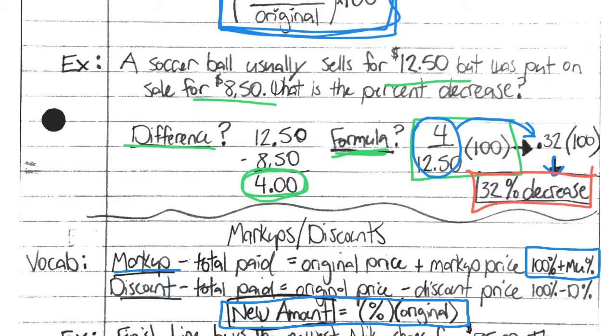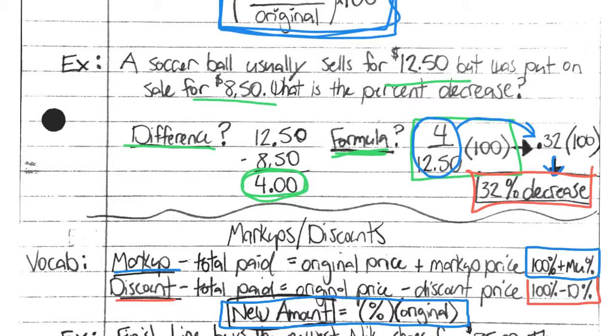For a discount, our total paid is obviously like a sale. You know, for some reason you're getting an amount off. So our total paid is going to be the original price minus the discount price. So we are going to have to do 100 minus whatever that discount percentage is. So here's our formula for this.